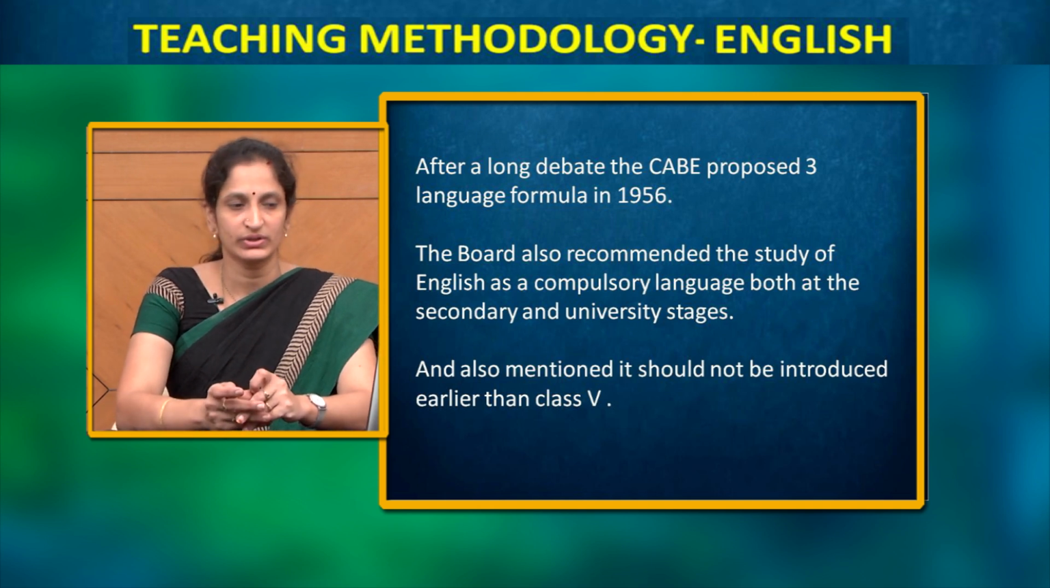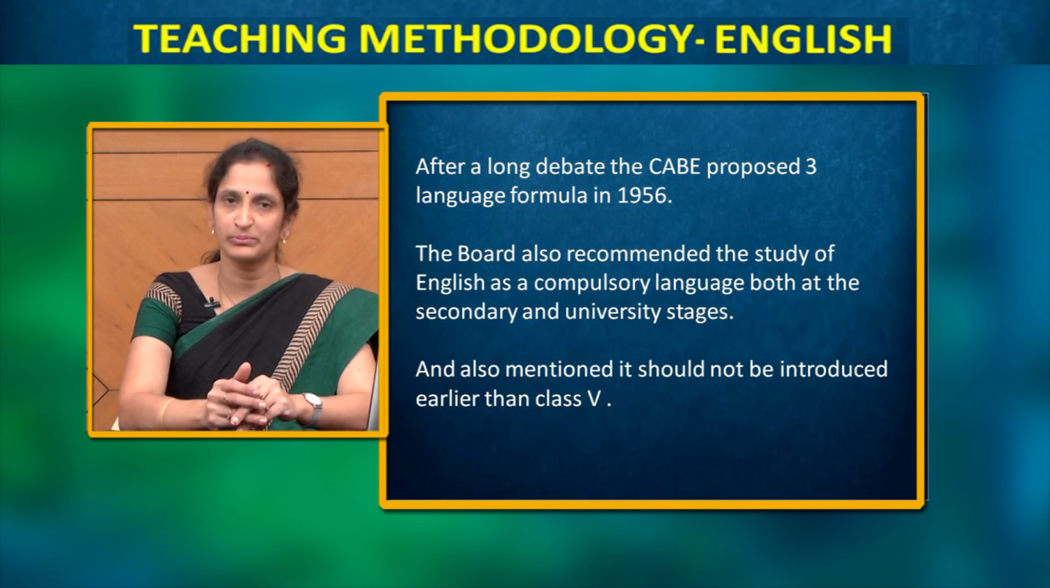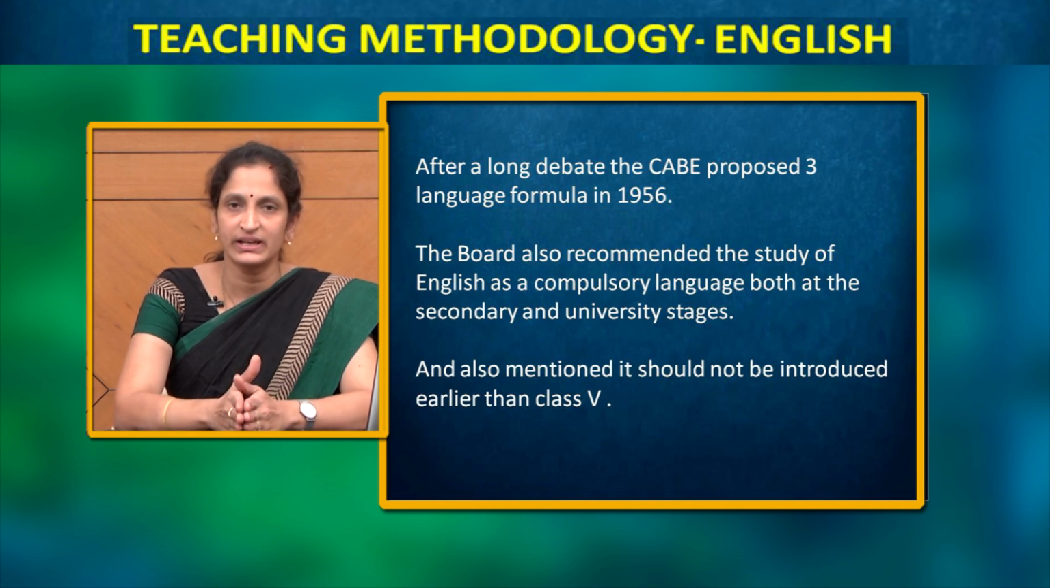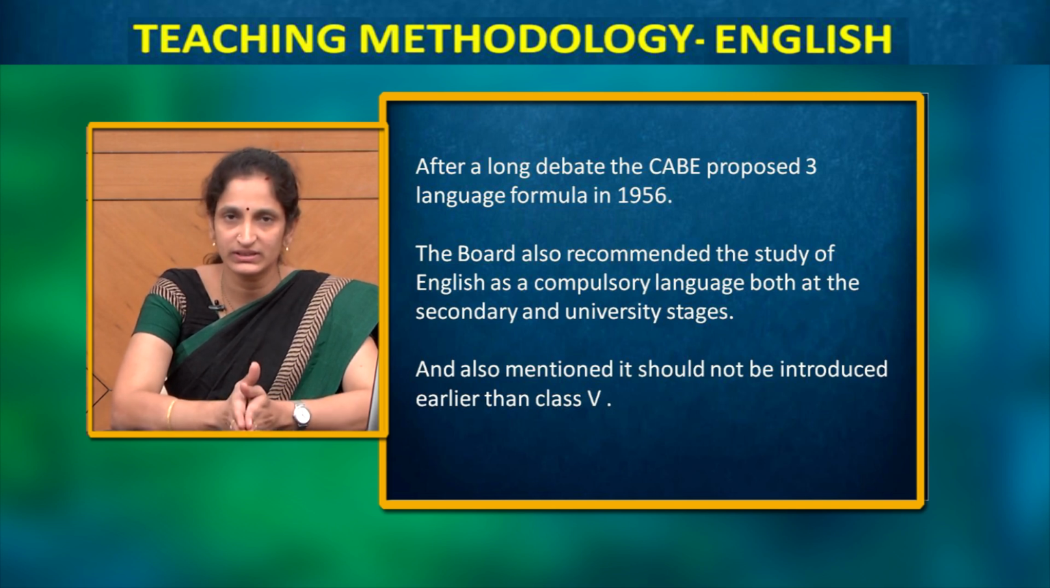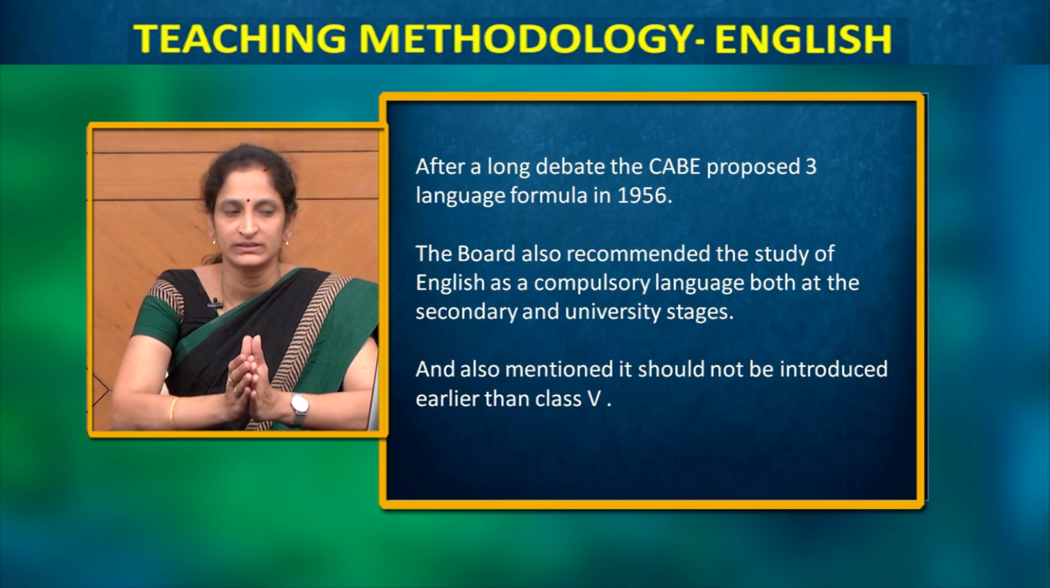At the same time, the board also recommended the study of English as a compulsory language both at the secondary and the university level. Why the secondary and the university level? Here, more than 80% of the books were available in English only. So, the English books are giving more information to gain more and more knowledge. The child, especially at the secondary level as well as at the university level, is thinking and has to learn more and more. So, that source is available only in the English medium textbooks.